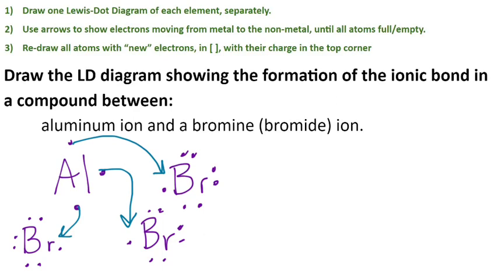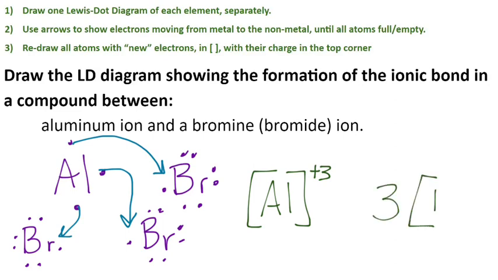So we're going to take that Al, which is now completely empty because it lost 3 electrons. It's going to have a +3 charge. And then we have 3 separate bromines, and each of those bromines is going to be completely full. And because each of them gained 1 electron, they have this -1 charge on it.